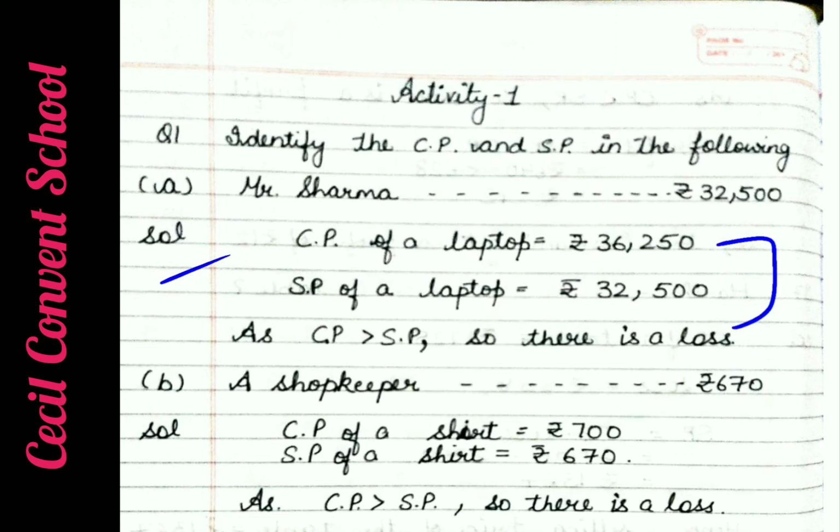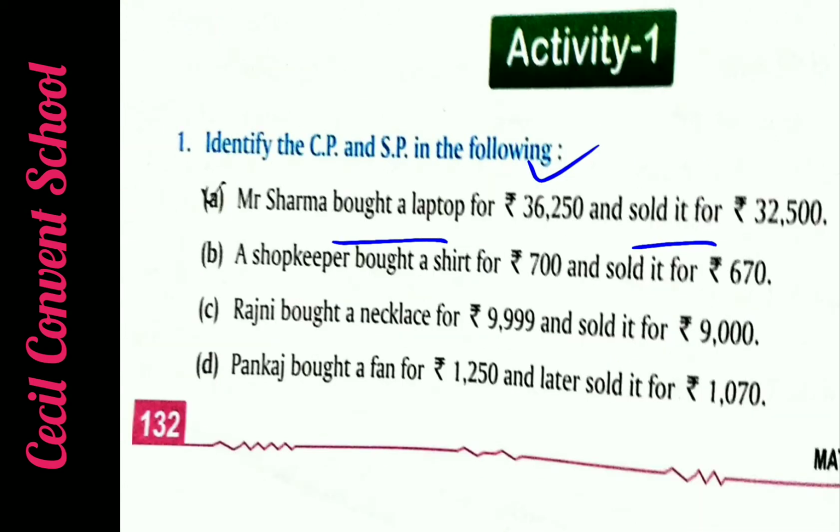As CP is greater, we say there is a loss. They said only you have to find which one is the profit and which one is the loss. So we find it is a loss. Now I will tell you how to do B part.